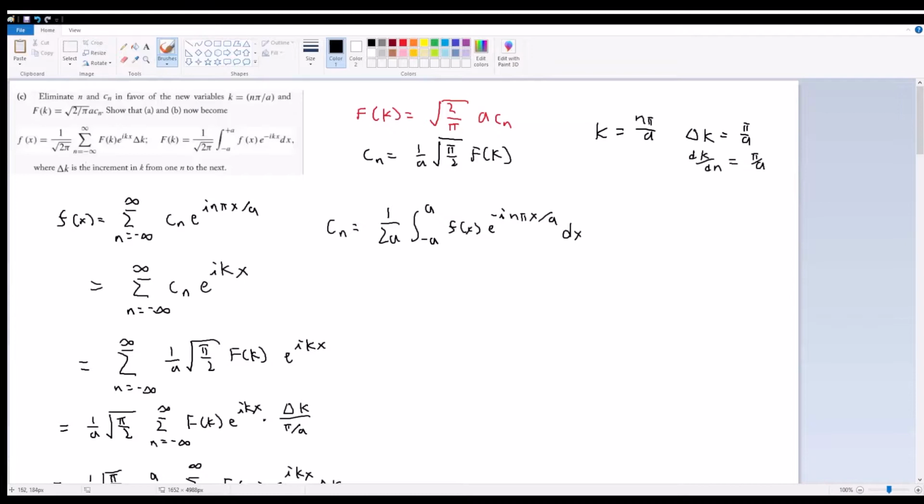Next thing we want to do is this cn term. So immediately we can start by replacing the cn. So this is going to give us 1 over a square root of pi over 2 times f of k, and then this is going to equal 1 over 2a times the integral from negative a to a of f of x times e to the negative i n pi x over a. And you know what, in fact, I can just do the exact same thing I did at the start and change this to k, so this is going to be negative ikx.